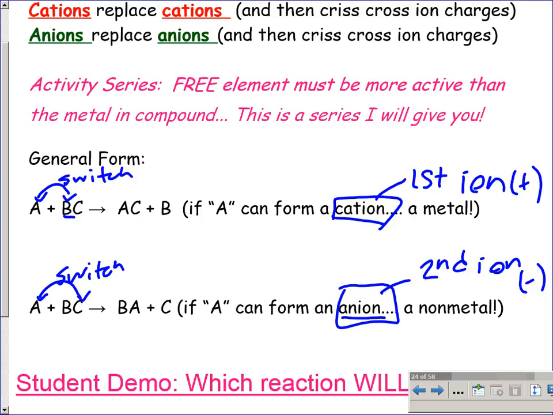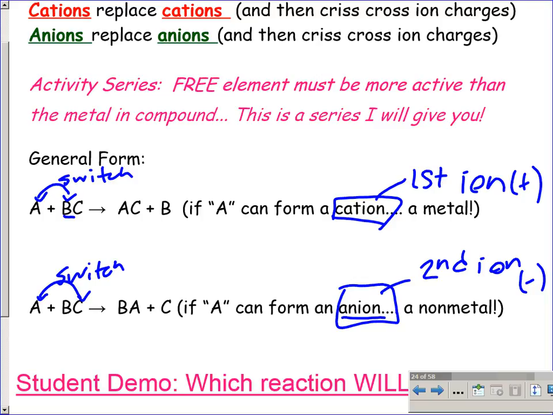Okay, so back there you see your activity series. So who's at the very top of the metal activity series? Lithium, Group 1, lithium. Who's at the very bottom? Gold. So at that point, you can kind of see there's some differences in reactivity.